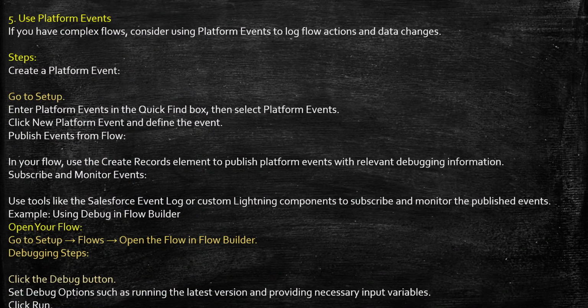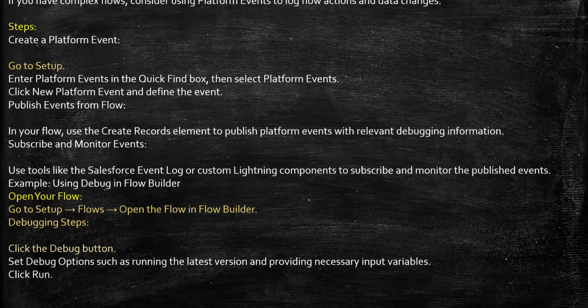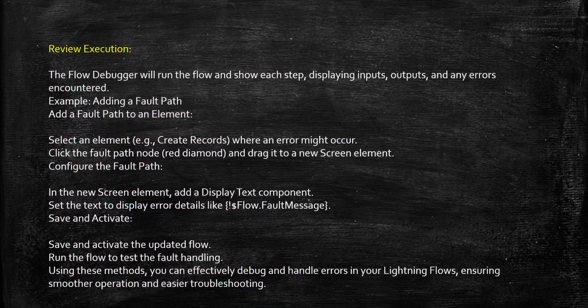Use platform events. If you have complex flows, consider using platform events to log flow actions and data changes. The steps to create a platform event and open a flow are: use the debug tool, select Debug on the latest stage, provide the necessary input variables and click Run. Review your execution after configuring all the things. Then review the execution in the flow debugger tool and whatever the flow had configured.